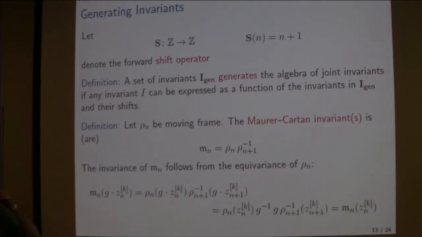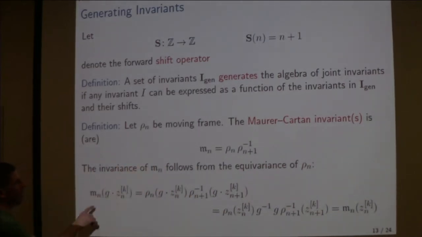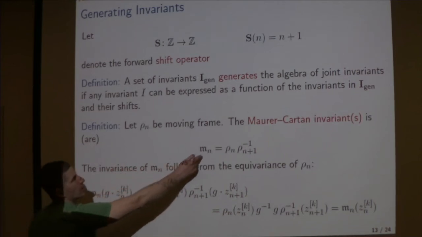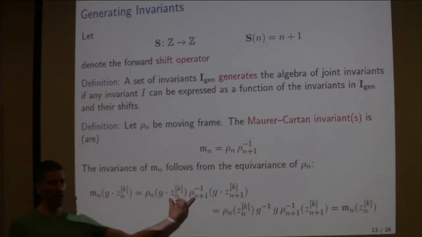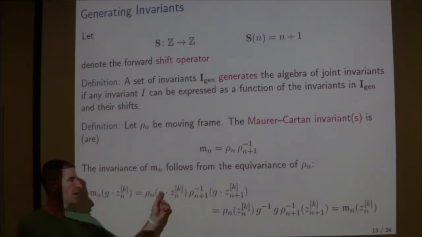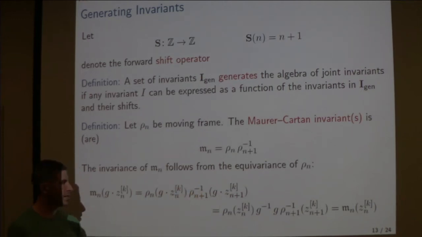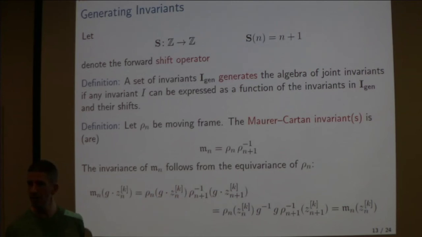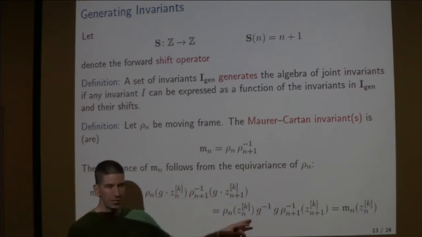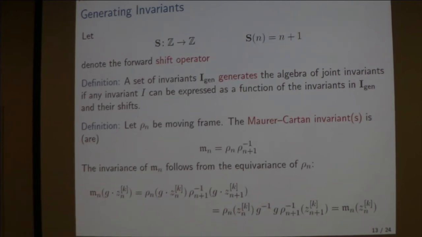If you act on this quantity Mn by a group element, you write the definition of Mn, then you act on it with an element G, and you use the G equivariance of rho n and rho n plus 1. Then the G's cancel, and you recover your expression Mn, which we call the Maurer-Cartan invariant.